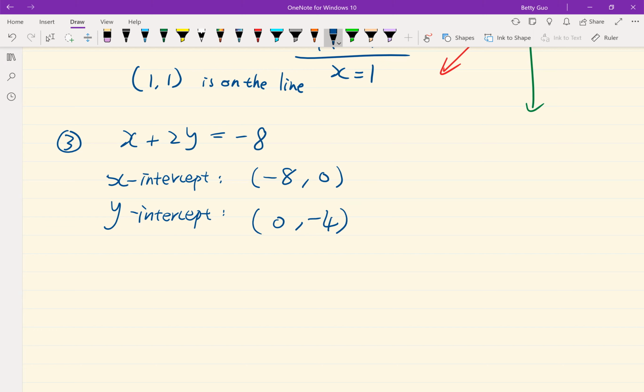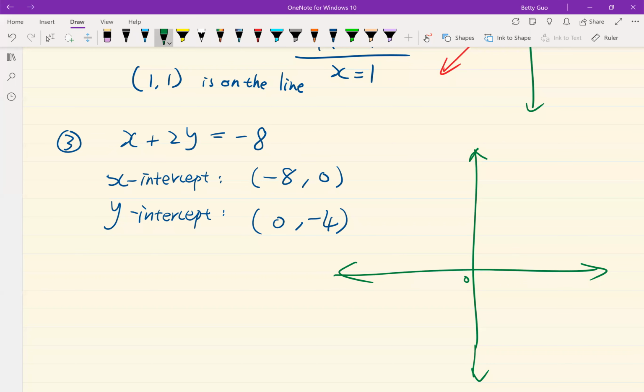So once we have the x-intercept and the y-intercept, let's graph them. Let's plot them in the same xy plane, or rectangular coordinate system. -8, 0. Where is it? It's here, right? 0, -4. Where is it? Here, right? So we connect them. We have the straight line. That straight line corresponds to the given equation: x plus 2y equals -8.